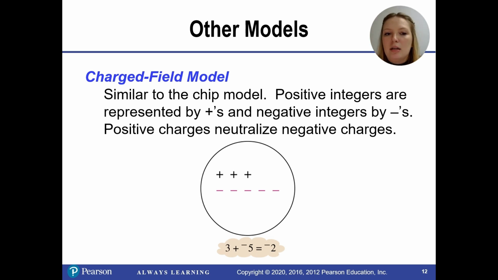Another way we could represent integers is the charged field model, which is very similar to the chip model. Positive integers are plus signs, negative integers are negative signs. So this model here is 3 positives and 5 negatives, 3 plus -5. If we put those two together, we are left with -2, and we can see that these 3 pairs would become 0 and leave us with just -2.